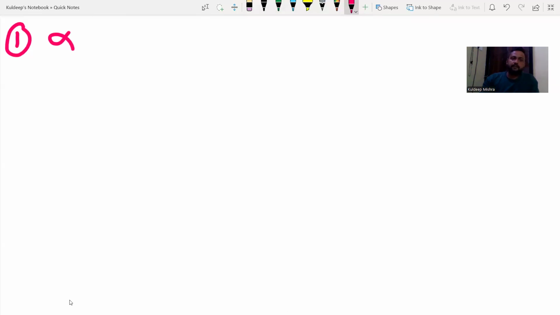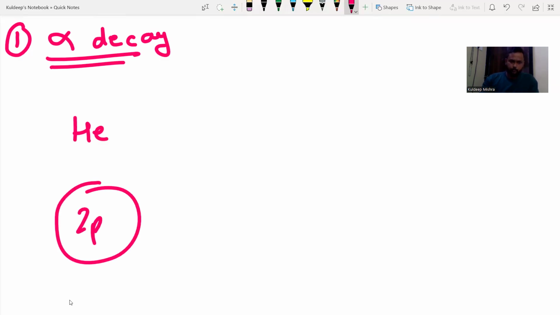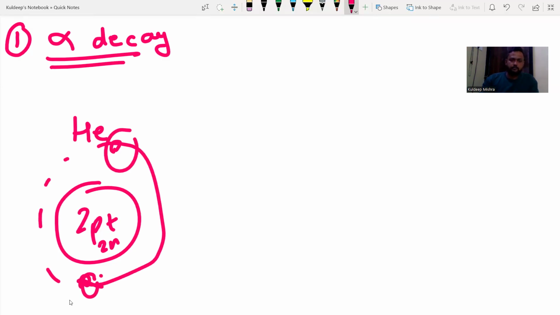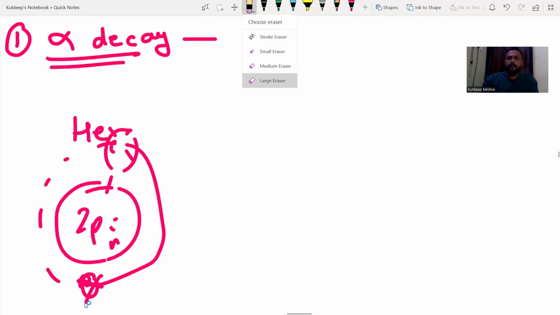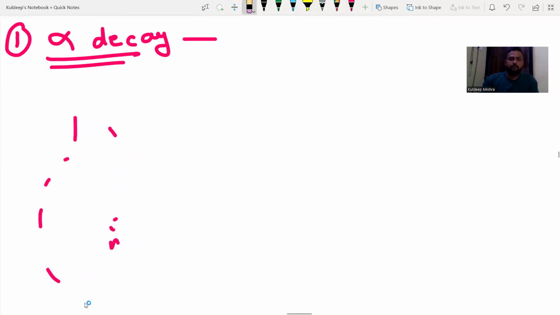First is alpha decay. Alpha is nothing but a helium nucleus. A helium atom has two protons, two neutrons, and two electrons. You get rid of the electrons, so it is just alpha. Alpha particles are nothing but double ionized helium atoms, or helium nuclei.